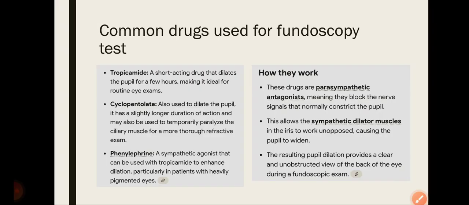How do they work? These drugs are parasympathetic antagonists, meaning that they block the nerve signals that normally constrict the pupil. This allows the sympathetic dilator muscles in the iris to work unopposed, causing the pupil to widen. The resulting pupil dilation provides a clear and unobstructed view of the back of the eye during the fundoscopic exam.